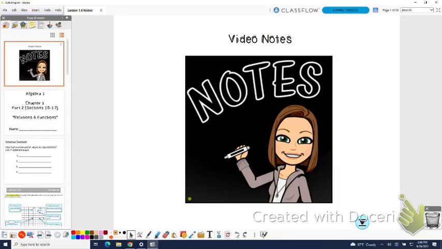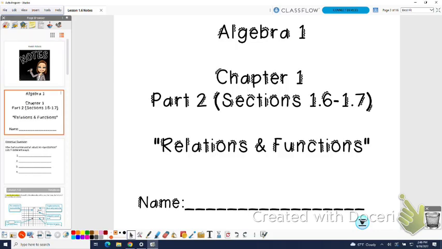All right, this is the second half of the chapter. So in the new note packet that you got in class, we're going to go over section 1.6 today. So the front cover, put your name on it if you haven't done so already. These last two sections are on relations and functions.